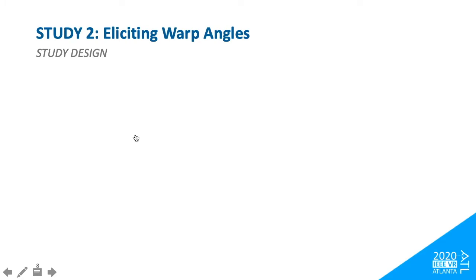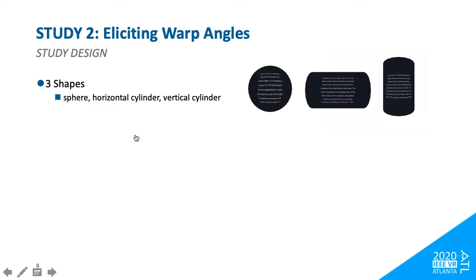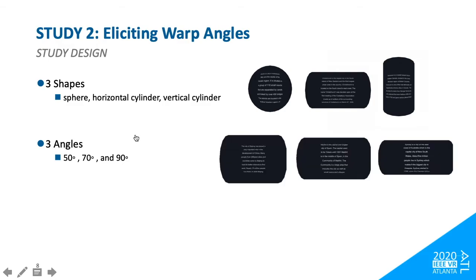In our second study, it's still a within-subjects design, but with three independent variables. At first, the shapes. As I mentioned before, from study 1 we found that warping on one axis is better than two axes. So we focus on three different shapes: the sphere, the horizontal cylinder, and the vertical one. And secondly, the angles. Because in study 1, the plane showed better performance in some subjective measures, we want to explore whether the warped angle would affect reading.